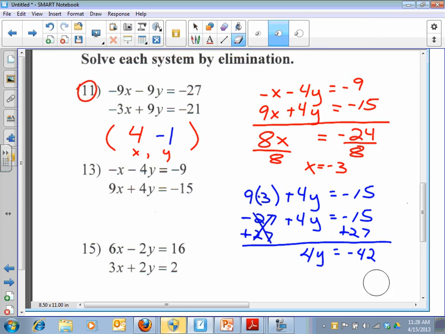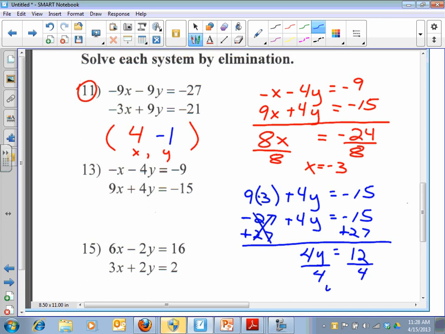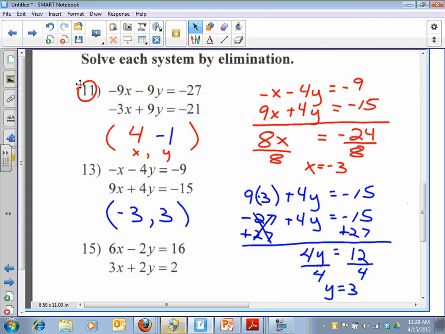Let's see if I can clean this up a little bit. Now if I put this together, a negative 15 and a positive 27 together, I'm getting a positive 12. Divide by 4, divide by 4, I'm getting y equals a positive 3. Good point not to sit there and miss a sign, so my point of intersection is a negative 3, comma, a positive 3 for the point of intersection.